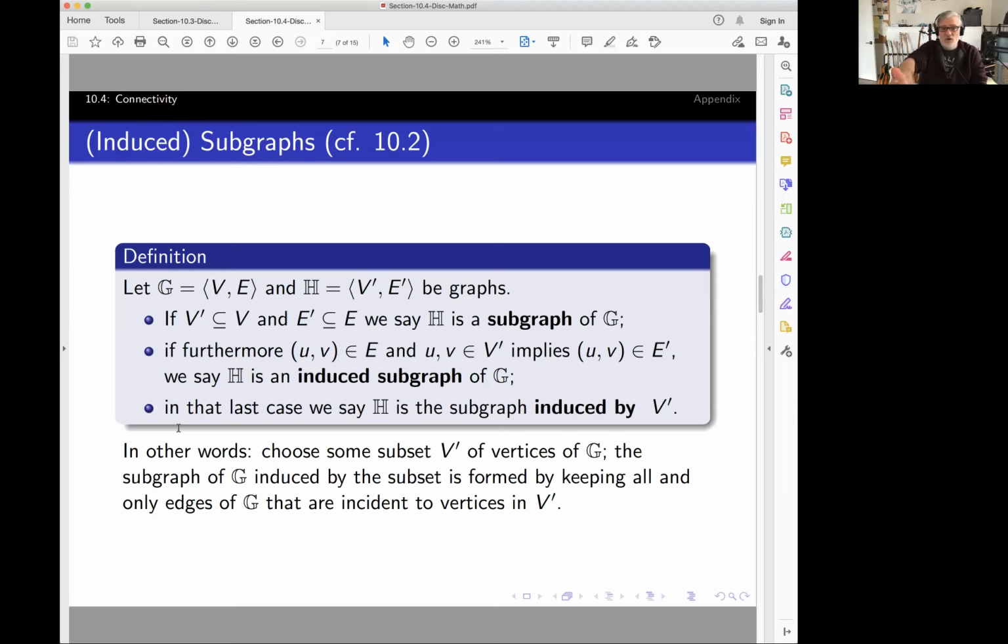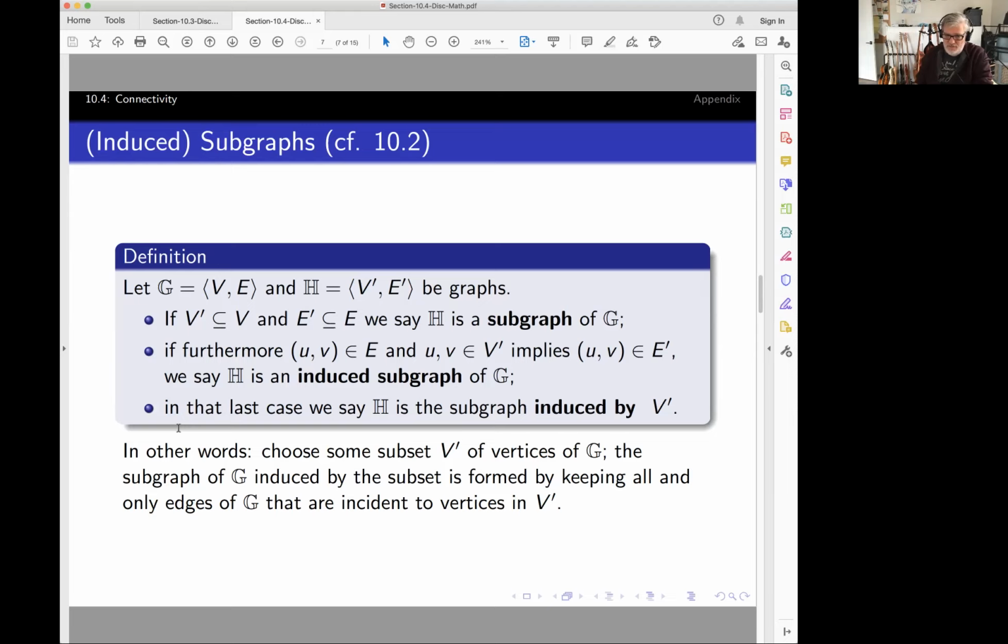I'm going to show you a whole bunch of examples on the next slide. Okay, now induced subgraph is a bit different. So an induced subgraph is a subgraph, but I ask for something more. I ask that if two vertices are in the subgraph and there was an edge between them in the big graph, it still has to be there. I'm not allowed to erase any of the edges, okay?